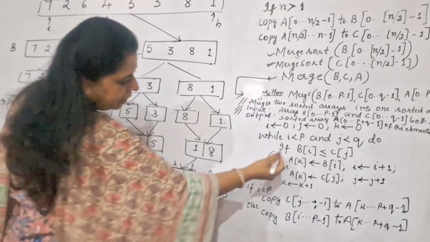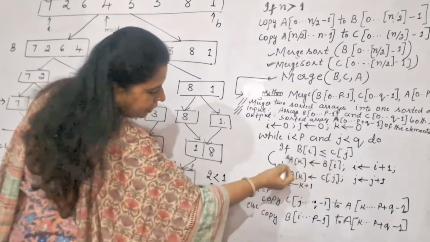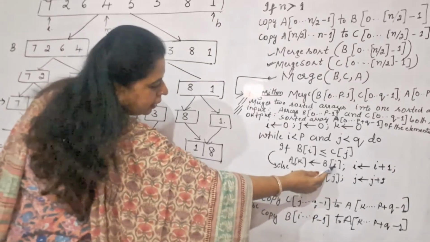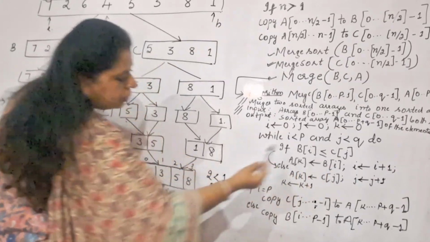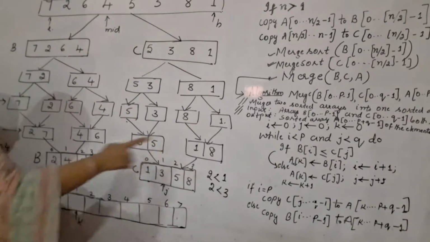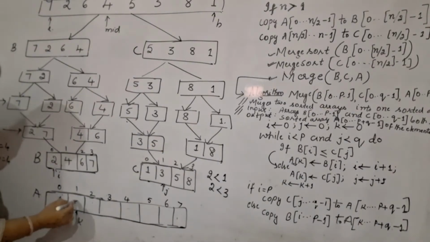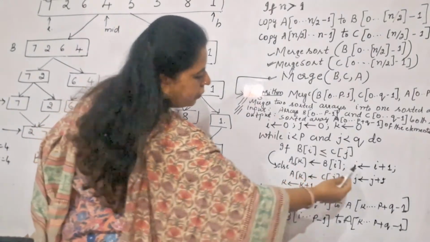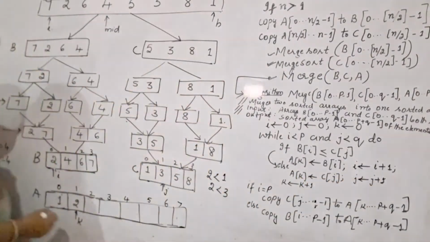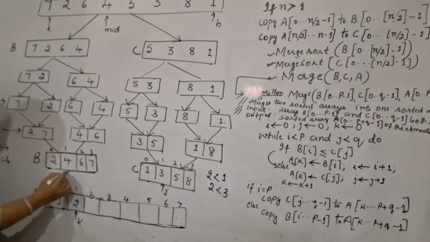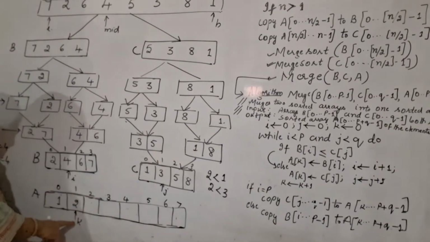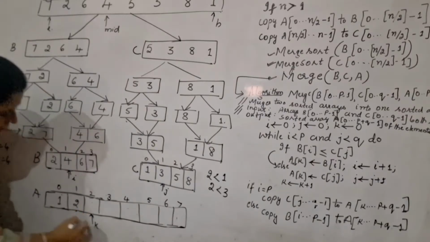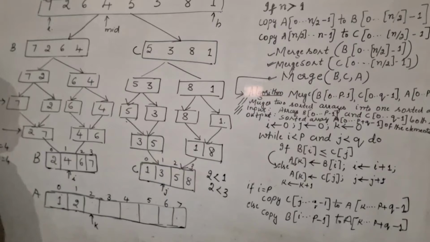Yes, it is true. If B of I is less than or equal to C of J is true, then this statement will get executed. In this you are copying the array element from the B array to the A array. So your B of I you have to copy now. B of I will be here, 2. Look here, this one. B of I copied into A of K and increment the I pointer by 1. Now I is pointing here. Once you copy this into the array A, increment the K pointer. K is pointing to this location now.